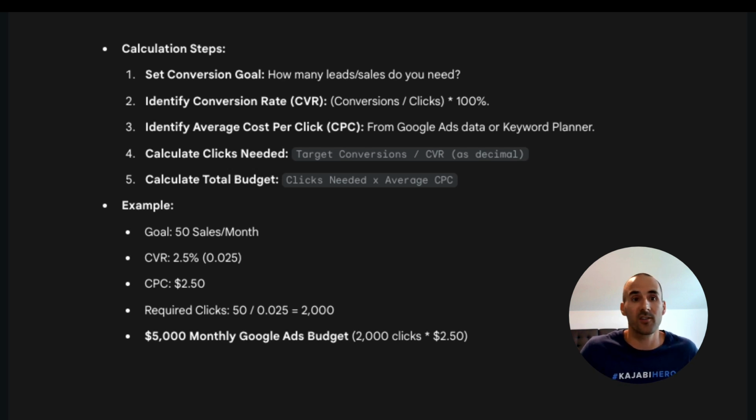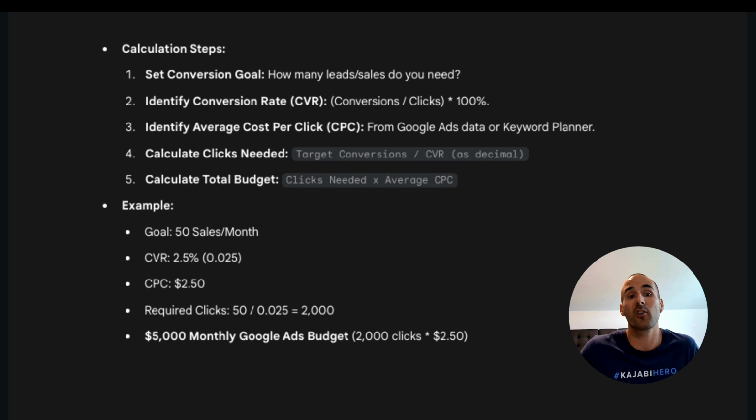Now, if you're just getting started in Google Ads, you probably don't know this. And so you can do some Google searching on what a typical conversion rate is in your industry, or you can run your Google Ads account for a little while to get a feel for the type of conversion rate that you see. Next up, you identify your average cost per click. Now, it's best to use your actual Google Ads data, or if you don't have that information yet, you can use the Google Ads Keyword Planner to get a ballpark number.